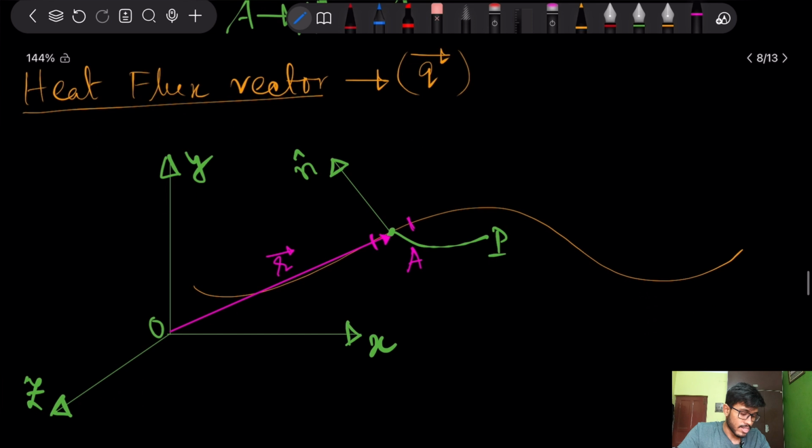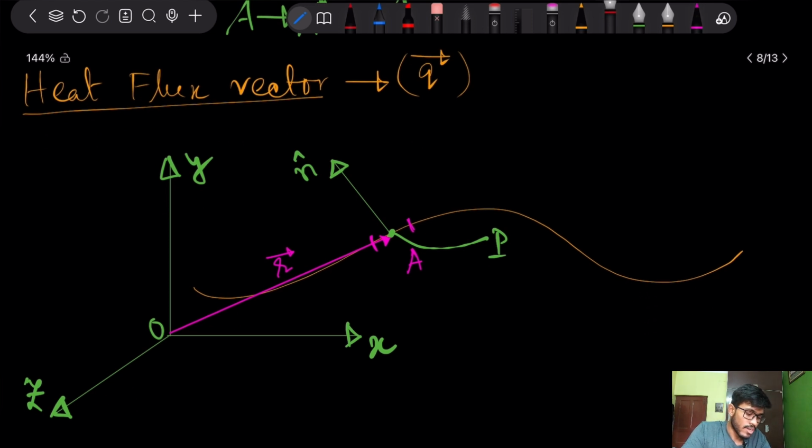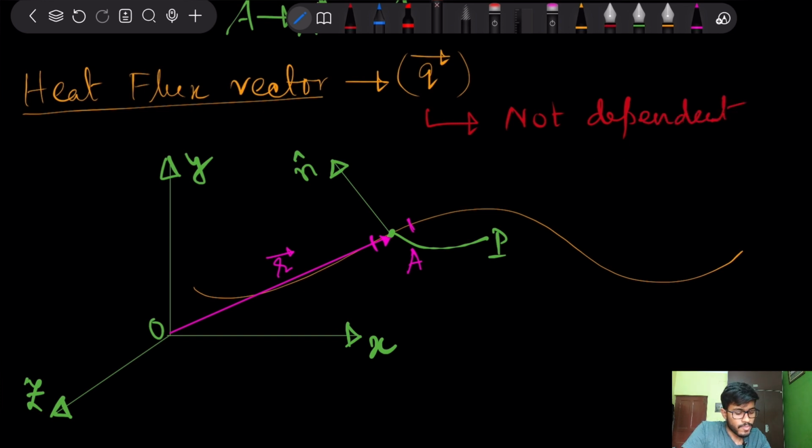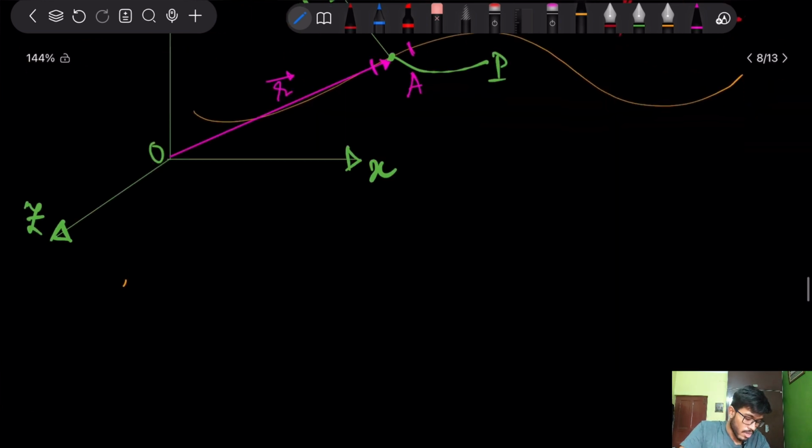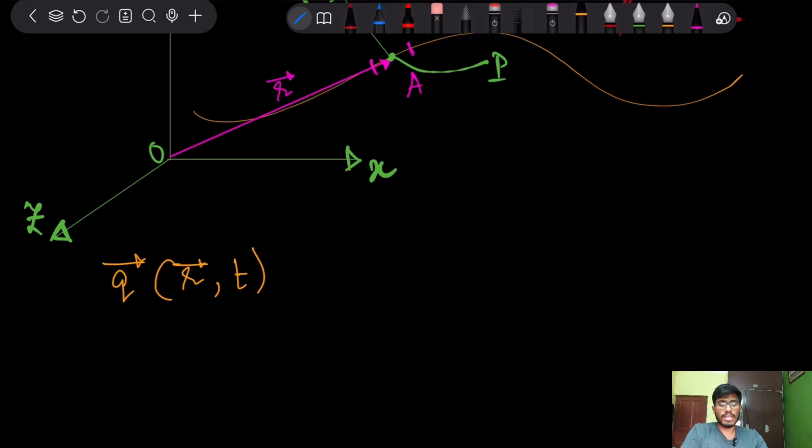Now, the heat flux vector is not dependent on area. So this is not dependent on the choice of area. Clearly, this is a function of only the position vector at the time t, that is, at which point you are considering the heat flux vector and at which time, right.